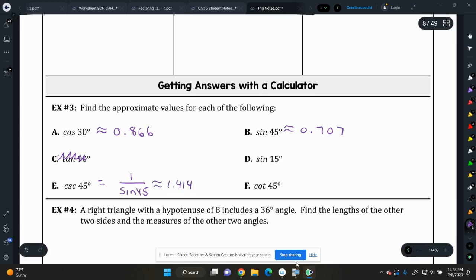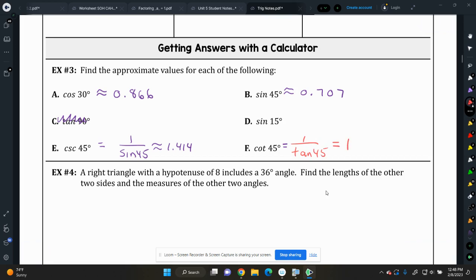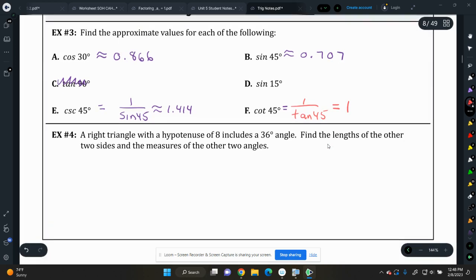Okay, go ahead and figure out the cotangent of 45. Cotangent of 45. Okay, so this is going to be 1 over the tangent of 45, which is what? 1. And we don't have to say approximate because it is an exact value. We did not have to round. Okay? Okay. Questions?